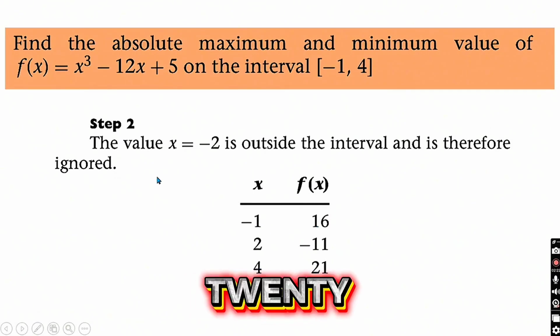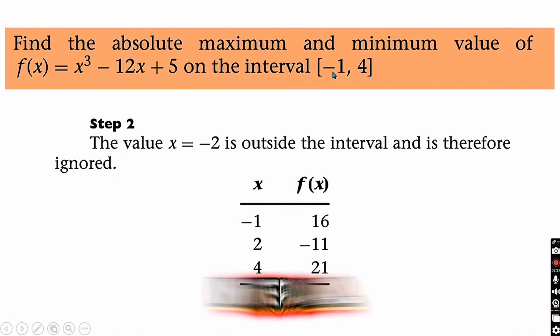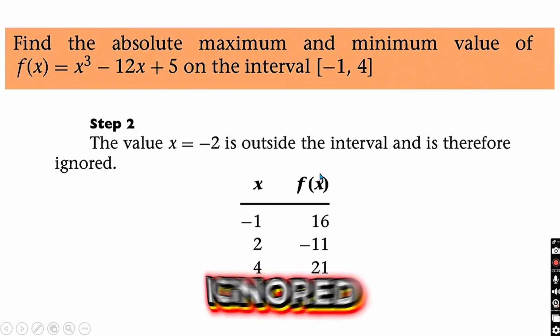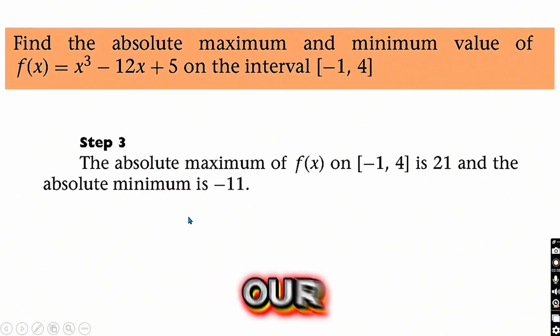And f of 4 is 21. So the value x is equal to -2 is outside the interval, and since it is a closed interval, it is therefore ignored. So we will use these values only. And from here, we have our step 3: the absolute maximum of the function on the interval from -1 to +4 is 21, and the absolute minimum is -11.